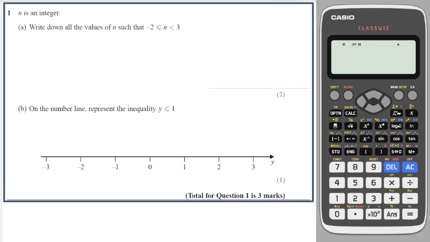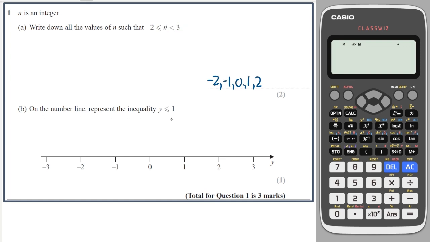Let's do it. Question 1, write down all the values of n such that minus 2 is less than or equal to n, which is less than 3. So that means that n is in between these two numbers, so it could be minus 2, minus 1, 0, 1, 2, and it can't be 3 because it doesn't equal 3.